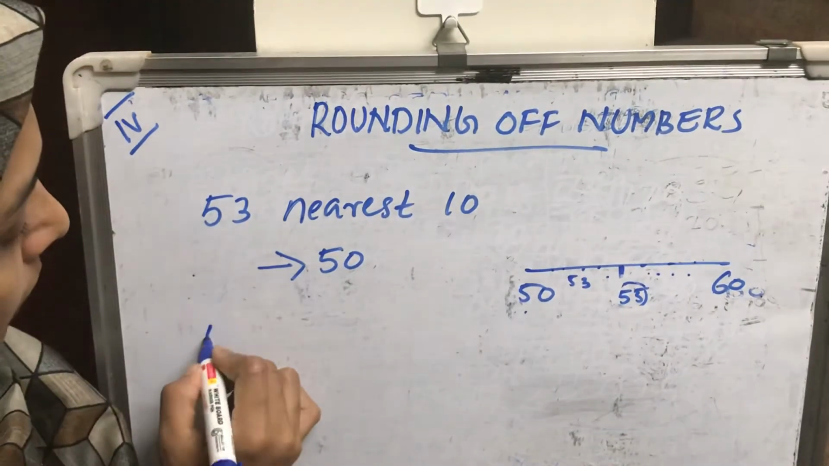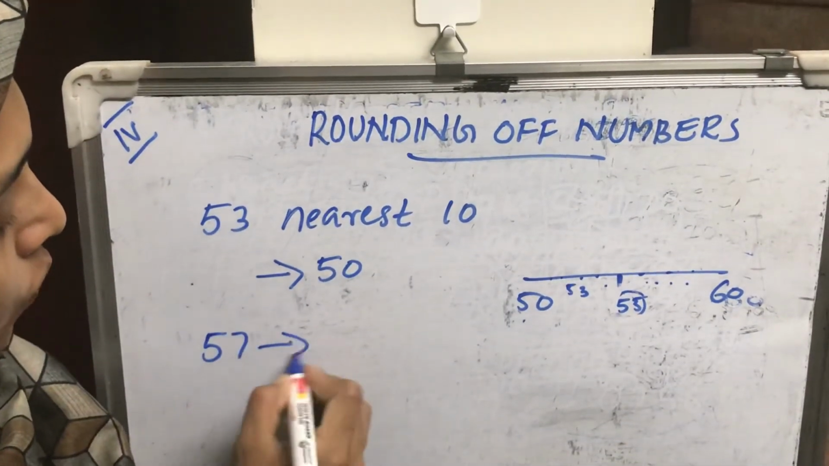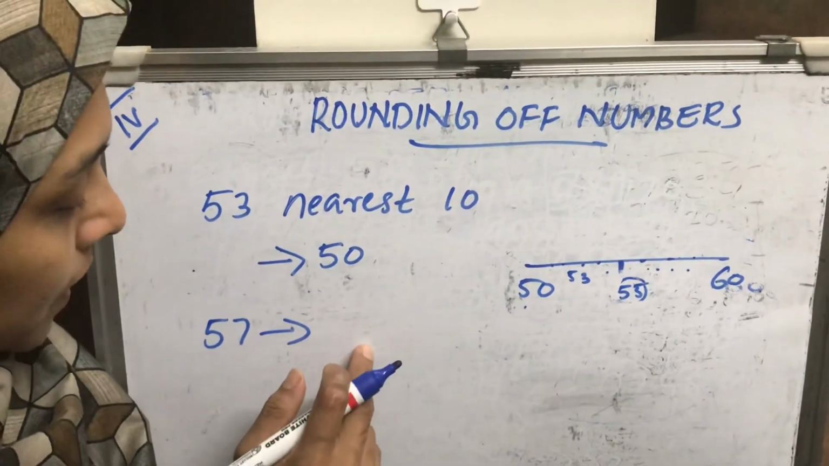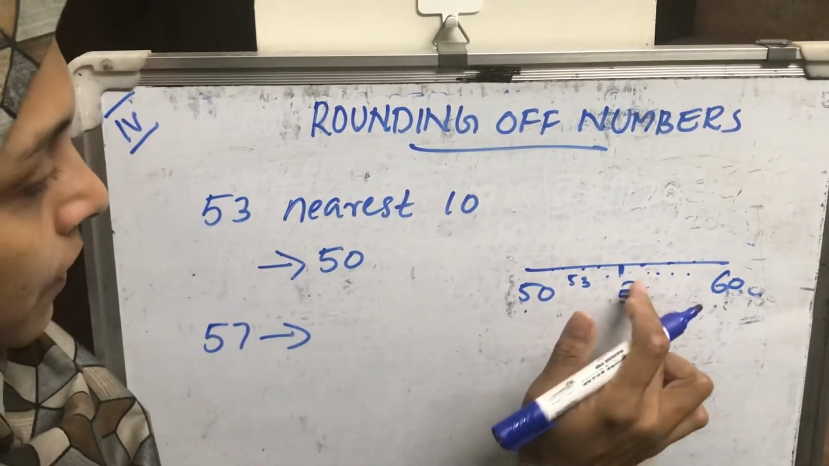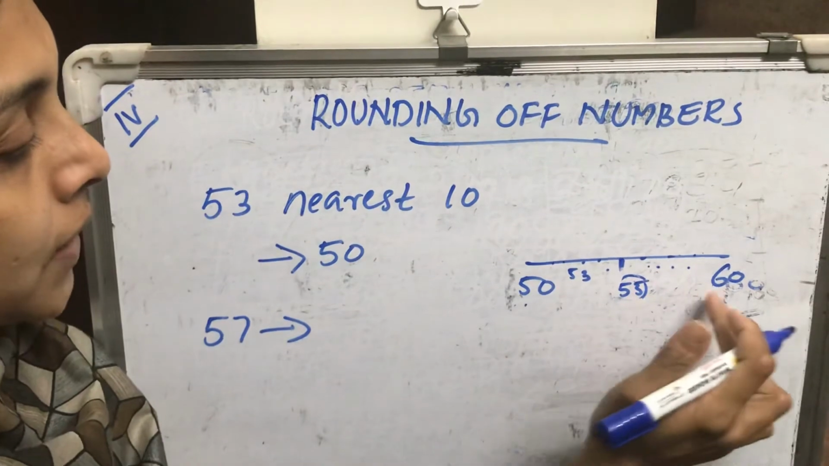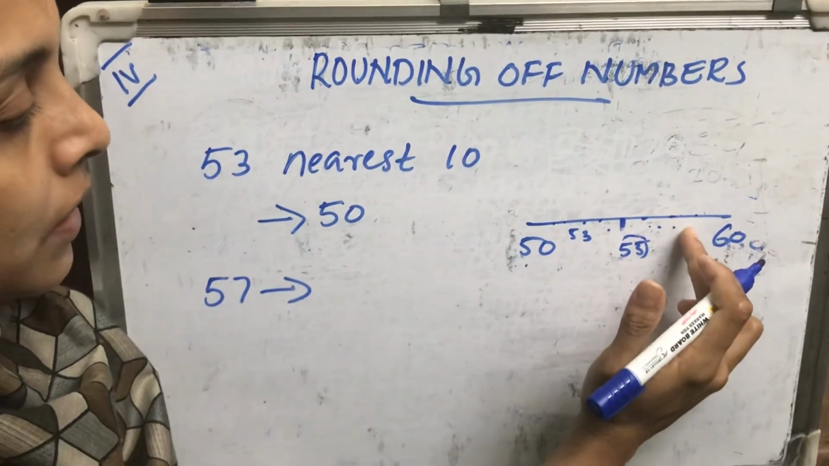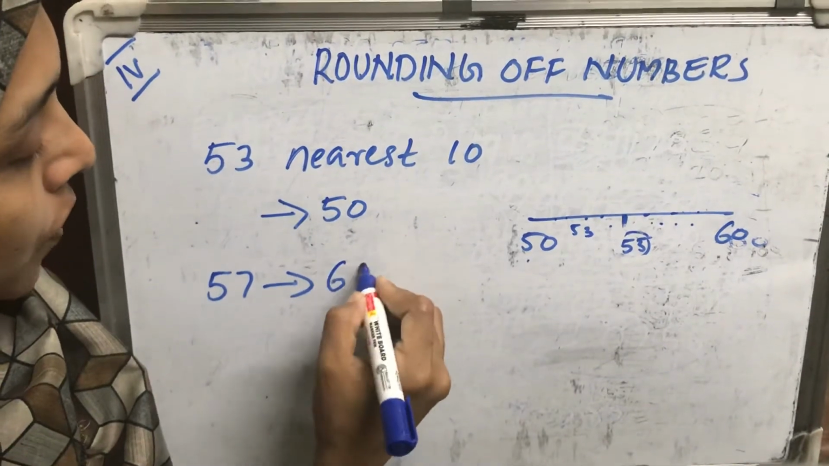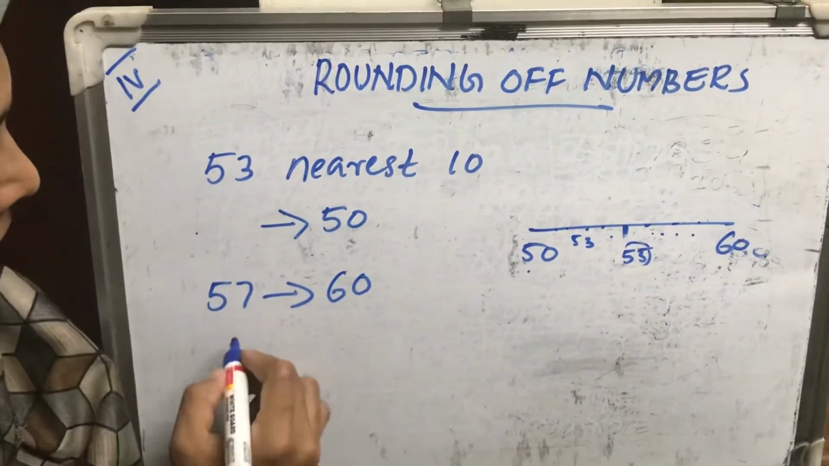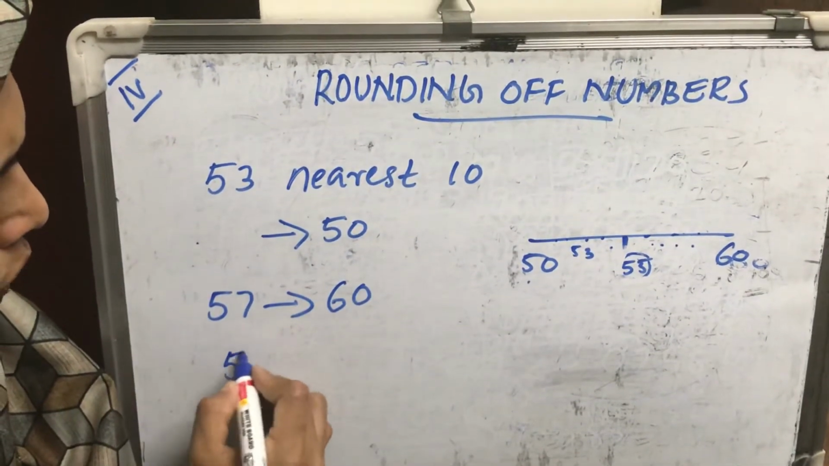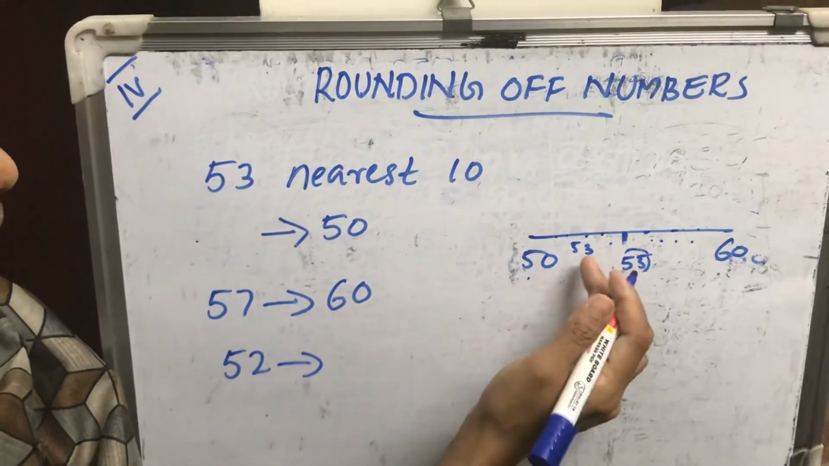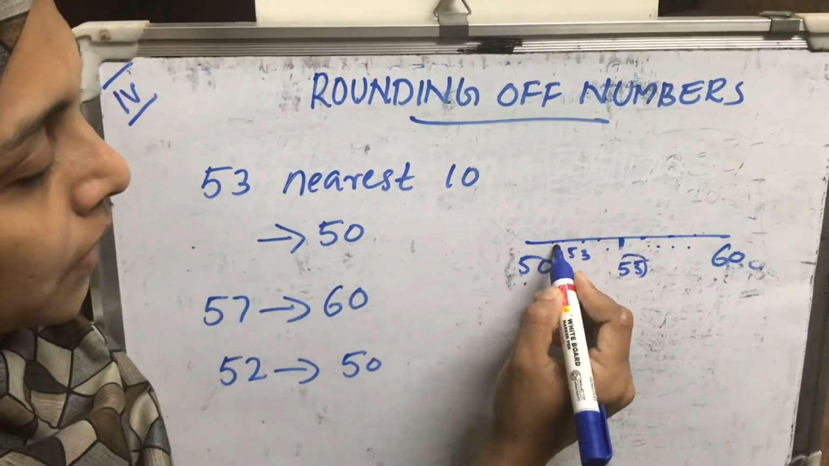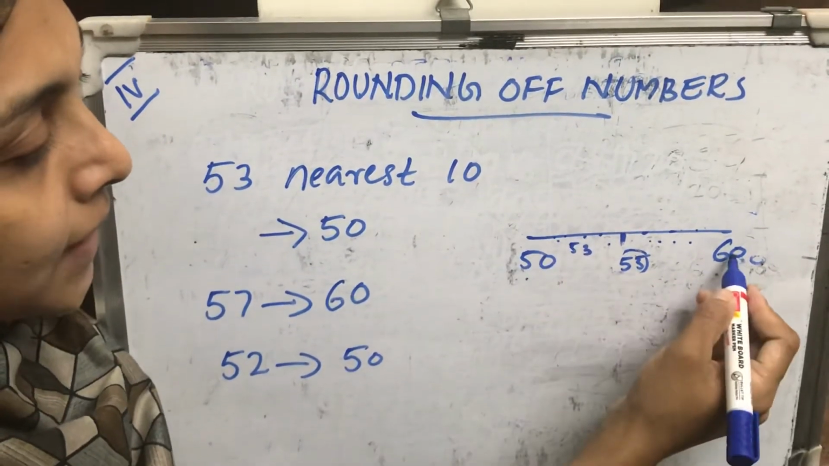Now another number: round 57 to the nearest 10, what will be the answer? We know 57 is between 55 and 60, just near here, so it is nearest to 60. So 57 we will round to 60. And another number, 52. 52 we can round to 50, because it is nearer to 50 than 60.